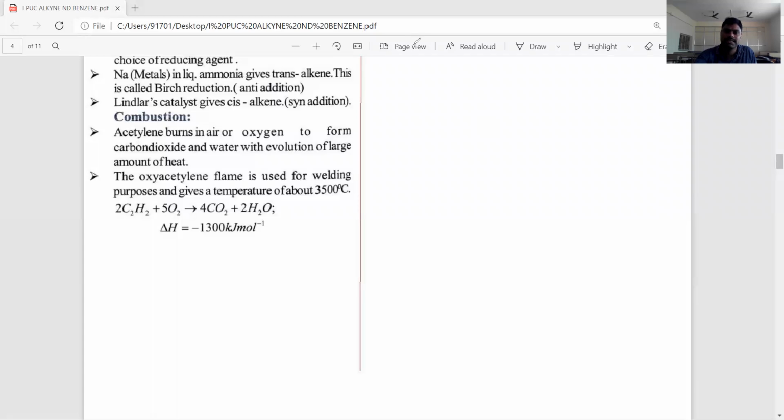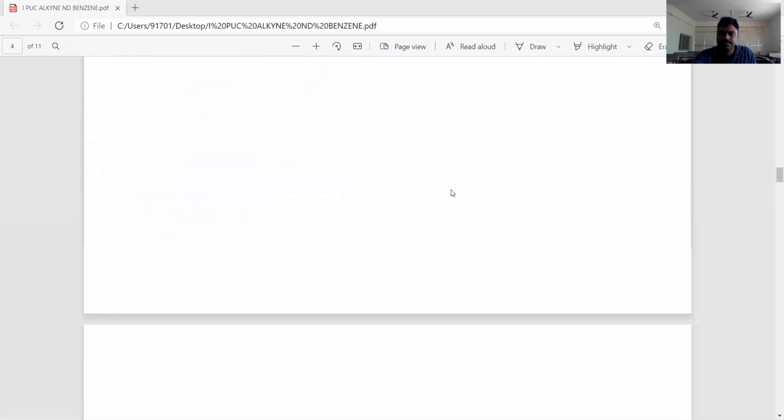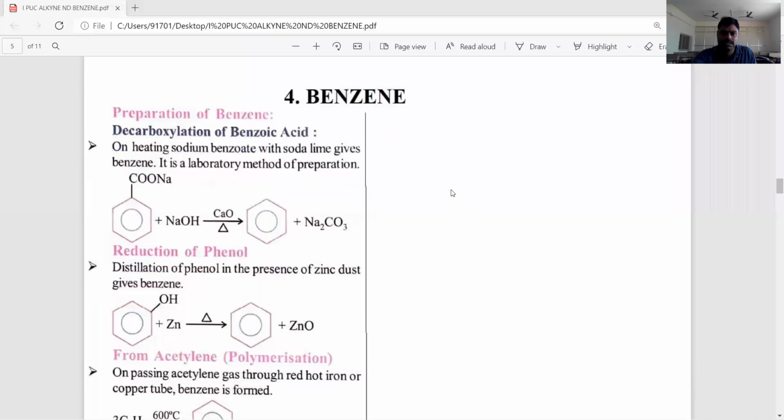Okay, students, let's see the next important concept, benzene. Now we'll discuss benzene preparation methods. What are the important benzene preparation methods? Decarboxylation of benzoic acid. A decarboxylating agent means loss of the CO2 group. So what is that reagent? Soda lime.